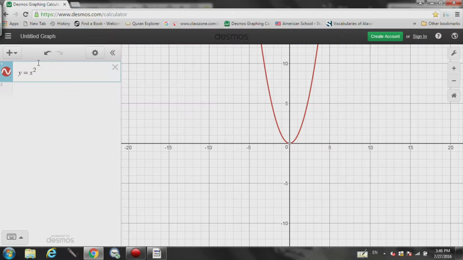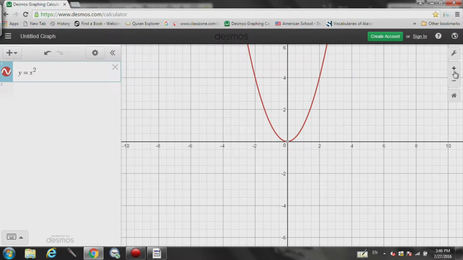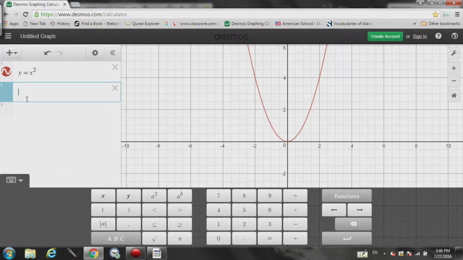Let's try this. So this is y equals x squared. Let's graph this one, y equals negative x squared. See? There's that. Alright, so how about y equals x squared plus 2? I'm going to add 2. Do you understand? It's the vertical, so the whole graph is going to be moved up.